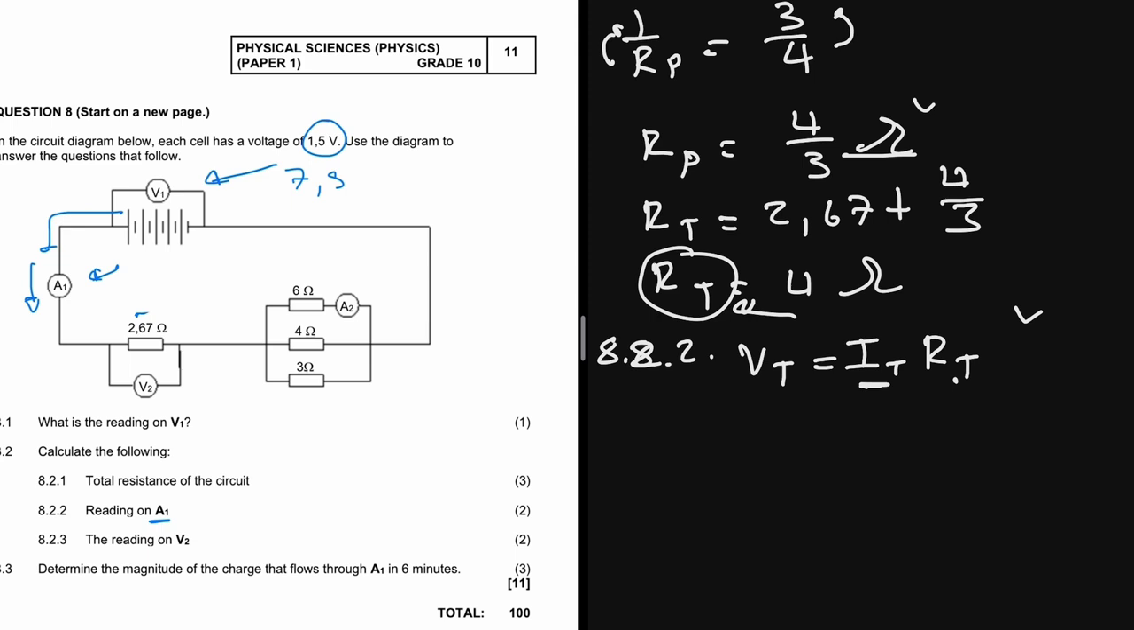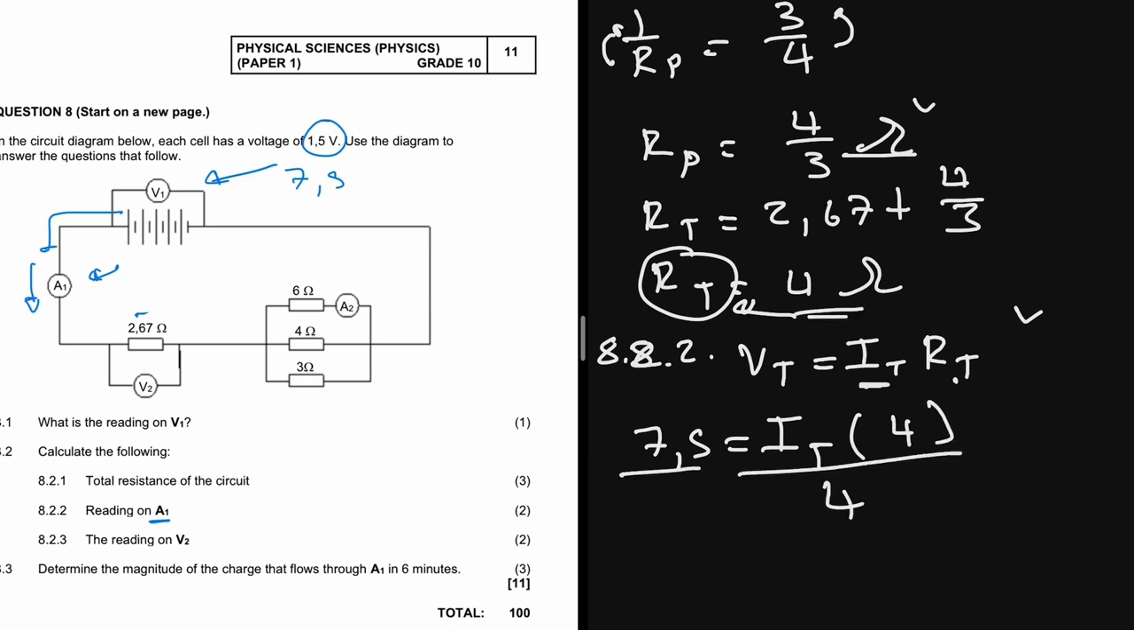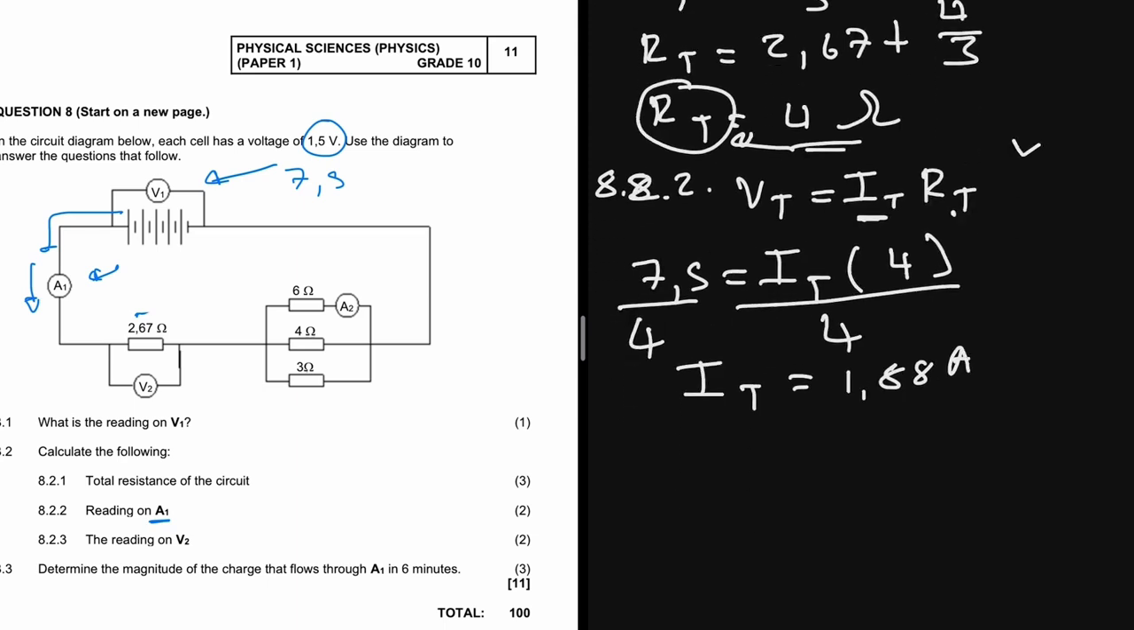So we can say the total voltage is 7.5. We are looking for the total current. Therefore, the total resistance is calculated to be 4. So we can divide both sides by 4 and get the total current to be how much? We have 7.5 all divided by 4. And the answer that we get is 1.88 amps. So that's the total current that we get. We can just say the current in A1 is 1.88 amps because A1 represents the total current.